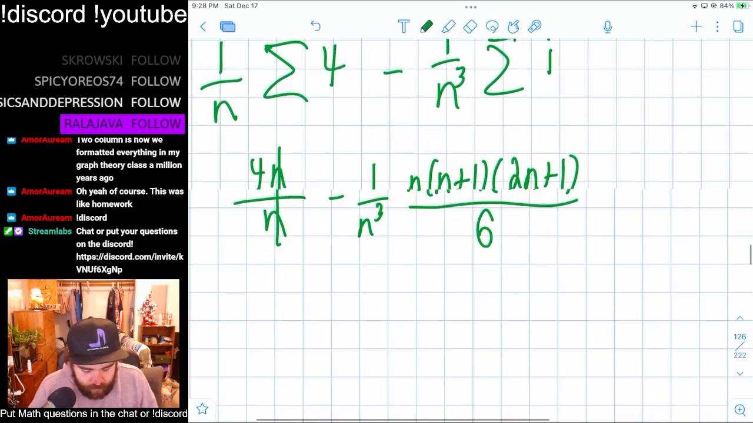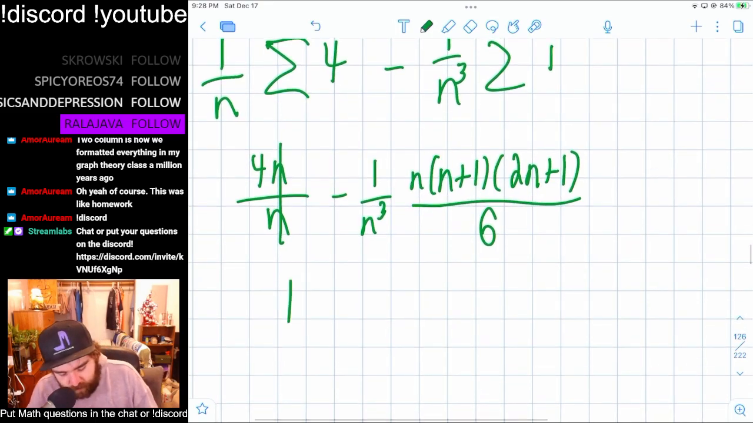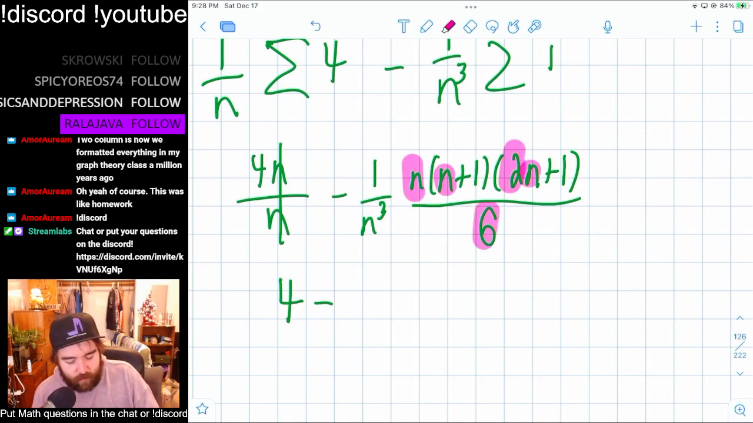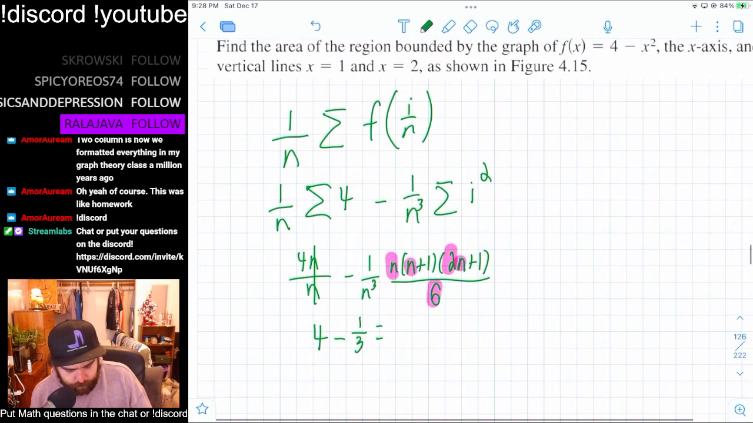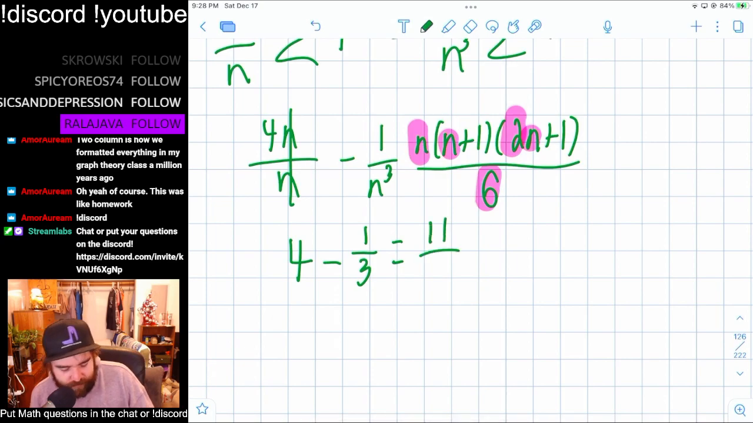So that should be it, right? We just got to go as n goes to infinity. So as n goes to infinity, this is just 4. So that's just going to be 4 as n goes to infinity. And what happens over here as n goes to infinity? So just kind of like expected, we have n cubed on the top and the bottom. So then we look at the coefficients, which is 2 over 6. So 4 minus 2 over 6, or 1/3. So we end up with, well, hang on. This isn't going to be right. Let's finish out. So we ended up with 11/3.